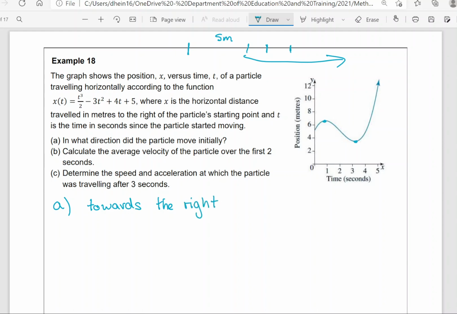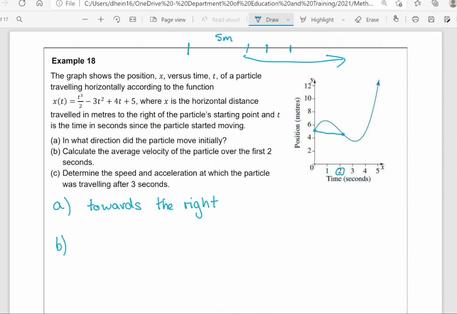We're then asked to calculate the average velocity of the particle over the first 2 seconds. So if we've got 2 seconds there and our initial time at t equals 0, what is our average velocity here? Well, this is a rather imprecise diagram. So rather than using interpolation and following this up to try and get the actual value, we're going to substitute t equals 2 into our initial equation.